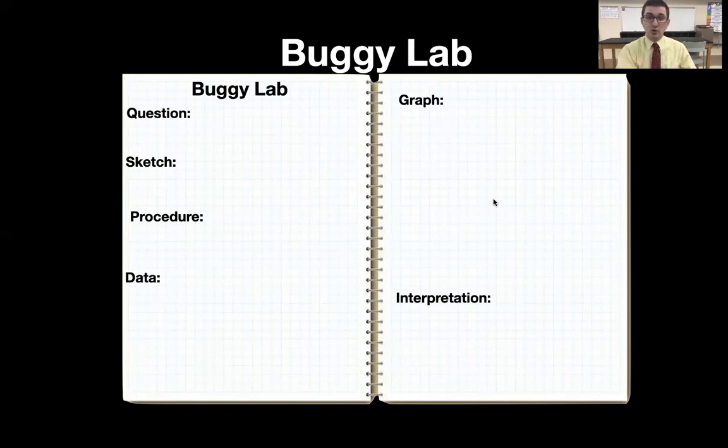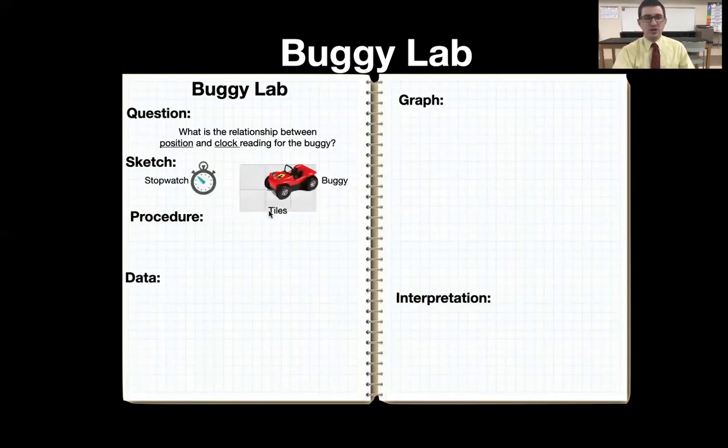So the question is the one that I said from the last slide, which is: what is the relationship between the position and the clock reading for the Buggy? So we're going to have to make a sketch. It should probably include the Buggy, something to measure the position, and something to measure the clock reading.